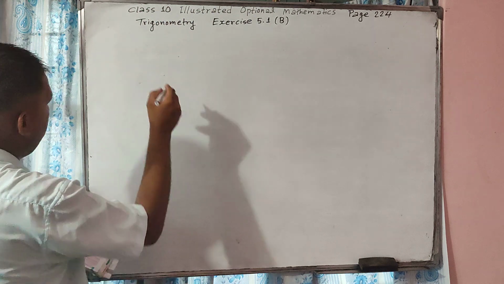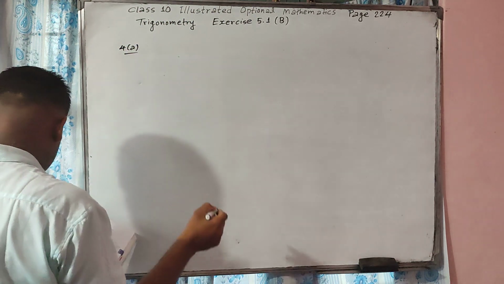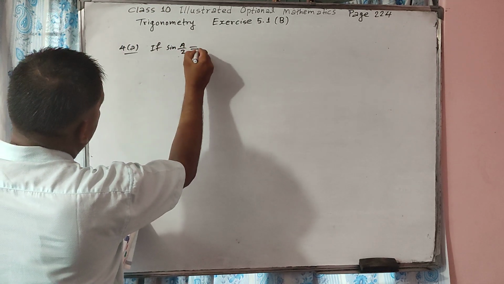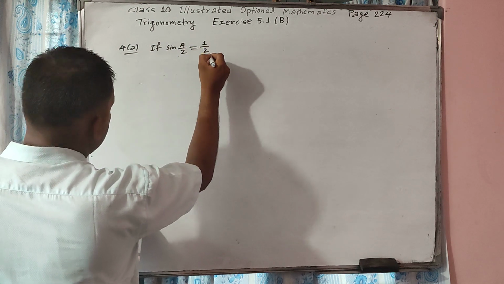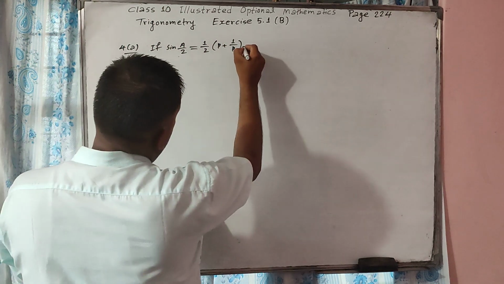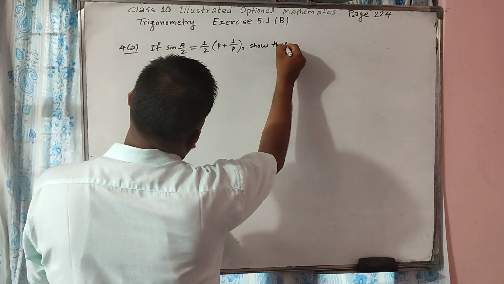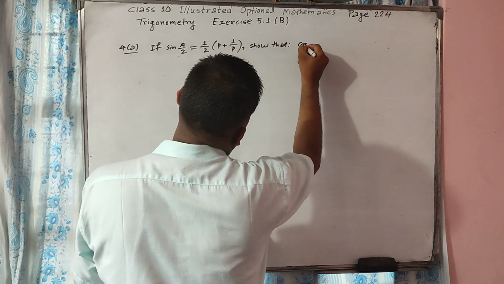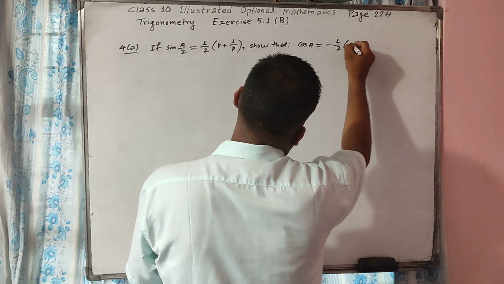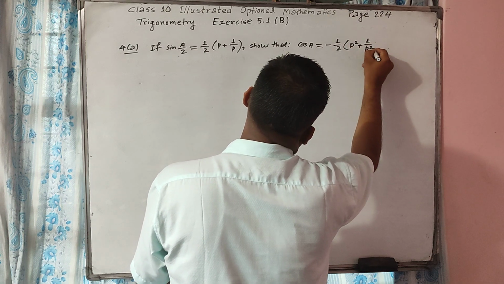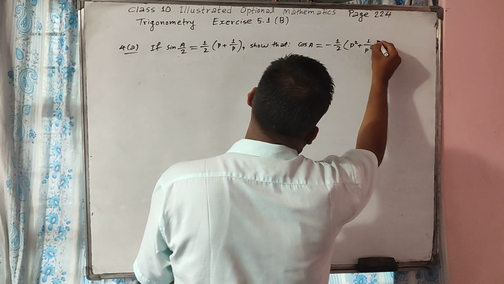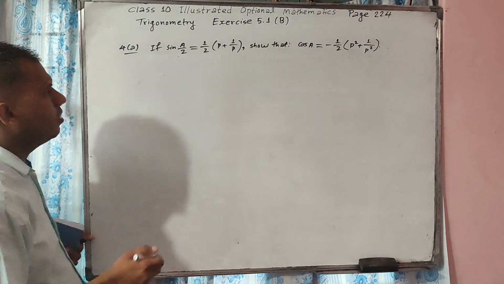Now question number 4a. The question is, if sin a by 2 equals 1 by 2 times p plus 1 by p, so that cos a equals minus 1 by 2 times p square plus 1 by p square. Now its solution.